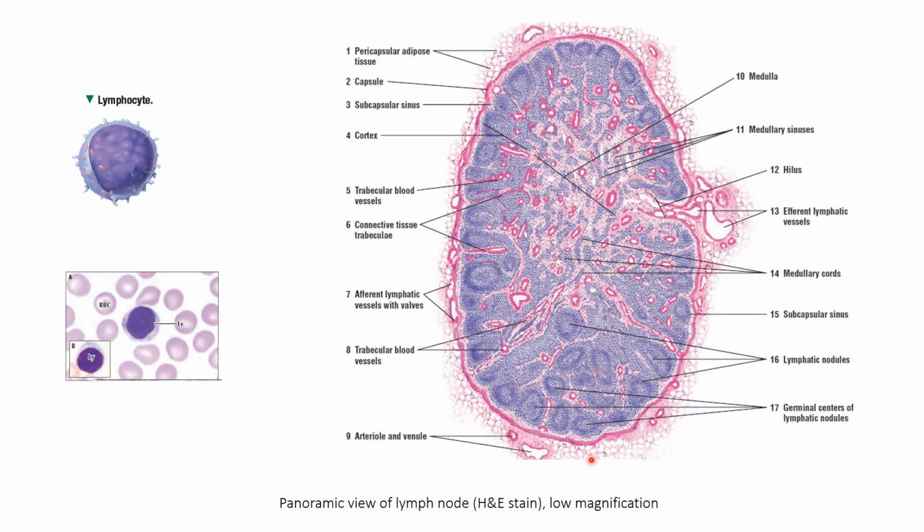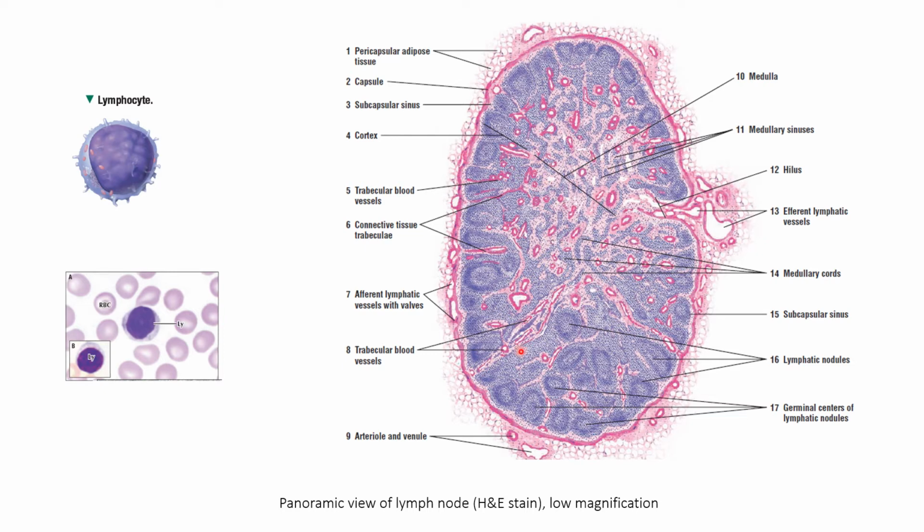This is a panoramic view of a lymph node in hematoxylin and eosin stain at a low magnification. You can appreciate the presence of a capsule all around the lymph node, and within this capsule you can also appreciate the afferent lymphatic vessels. This is the parenchyma of the lymph node, and these are the extensions of the capsule into the parenchyma of the lymph node. These extensions are called the trabeculae.